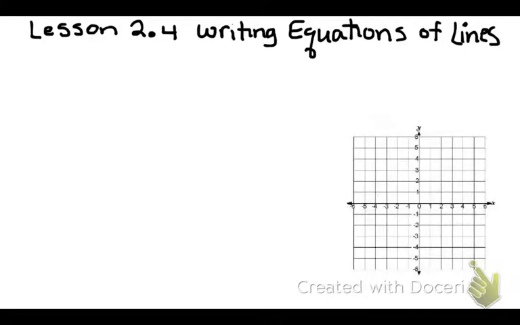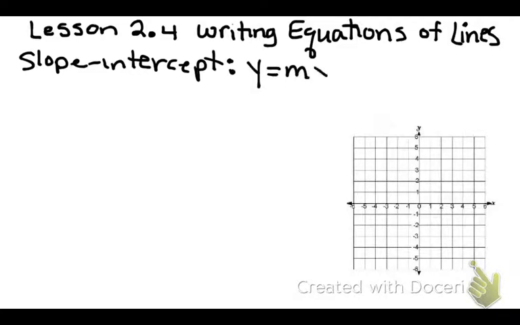Lesson 2.4, Writing Equations of Lines. So recall that you can write an equation given the slope and the y-intercept. So slope-intercept form would be y equals mx plus b. And we know that the b is the y-intercept and the m is the slope.